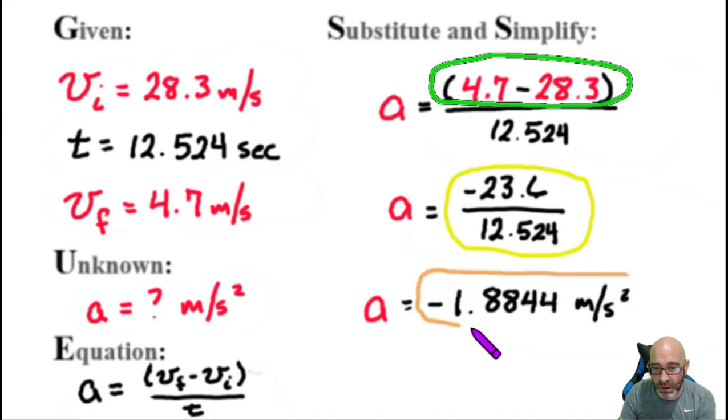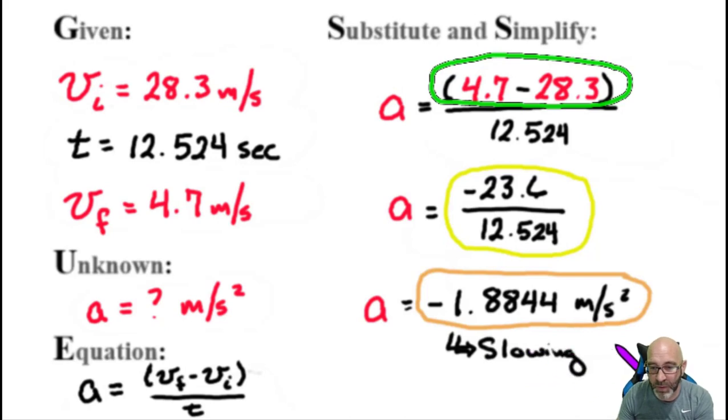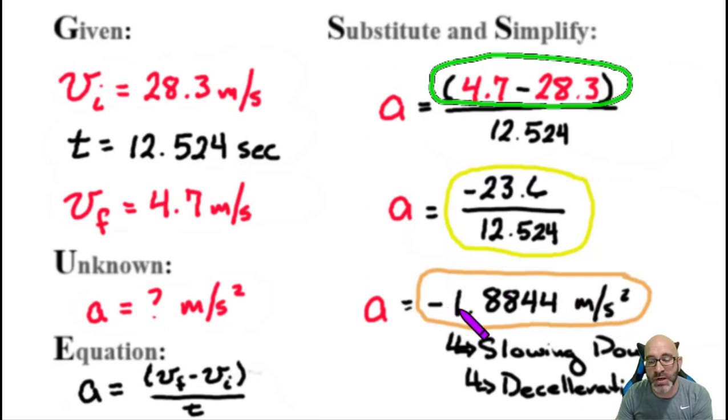Now that's great and all that we've actually calculated a number, but what does it actually mean? The fact is, because it's negative, it tells me that it's slowing down, also known as decelerating. And what it tells me is that for every second that goes by, the velocity goes down 1.88 meters per second.